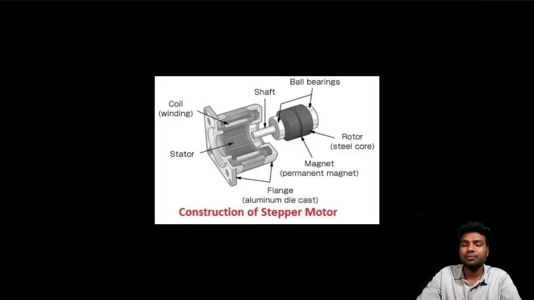If I give a high frequency counter, it will rotate fast. If I give a low frequency, it will rotate slowly. So let's see how we use the counter for speed control in a stepper motor.